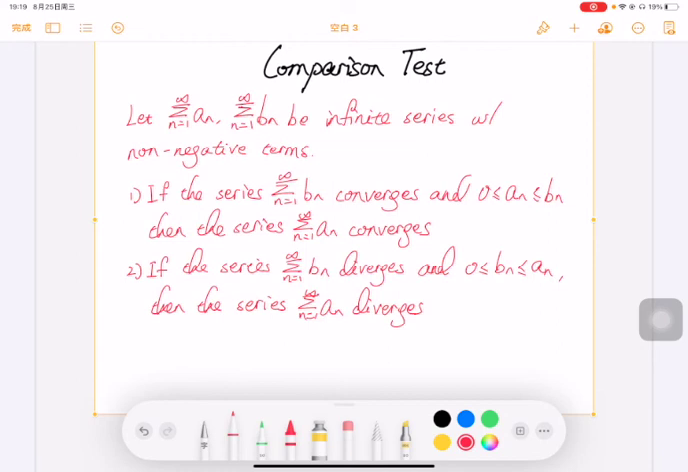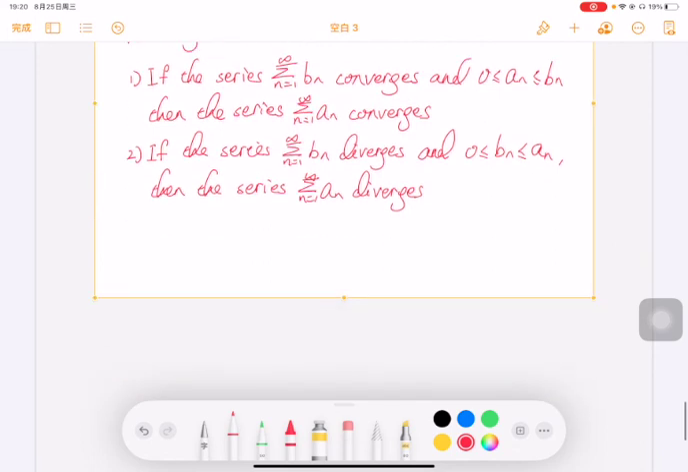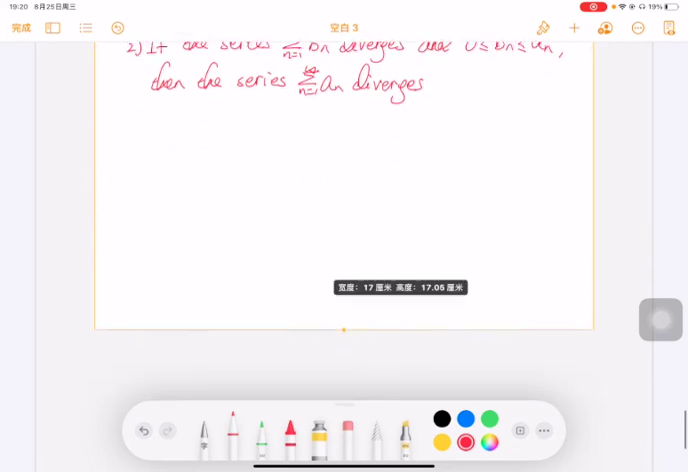And for the first statement, if Bn converges and it's a non-negative series, then it means the terms have to be sufficiently small so that the summation of those is a finite number. And since An is even smaller than Bn, then the summation of An grows even slower, so that series converges as well. So that's the intuitive understanding of the theorem.